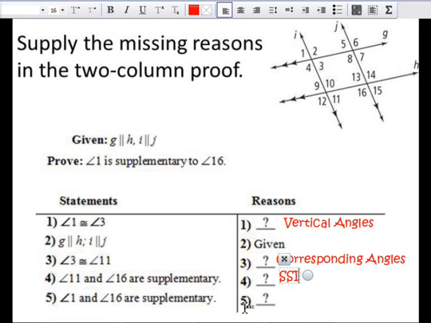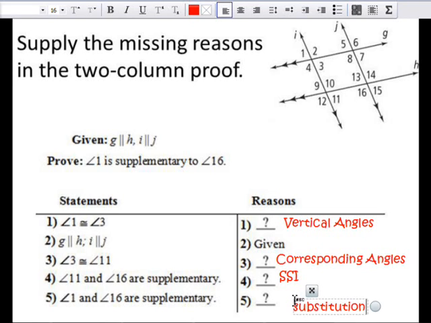And then 1 and 16 are supplementary. How do we know that 1 and 16 are supplementary? Well, look at what we have. 1 is congruent to 3. 3 is congruent to 11. 11 is congruent to 16, so then we're going to go all the way back to 11, and 16 are supplementary based on substitution.